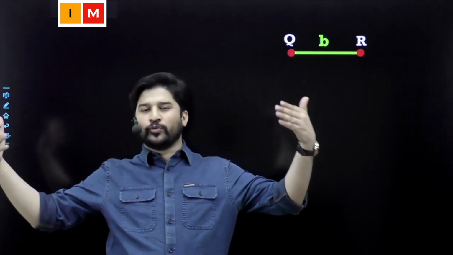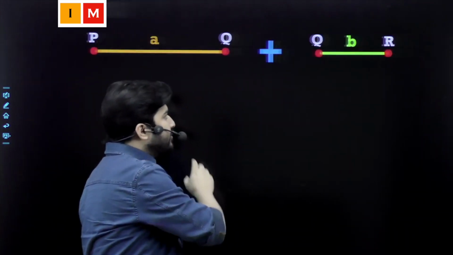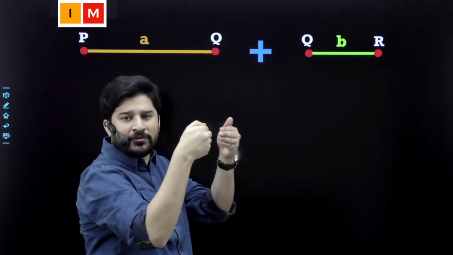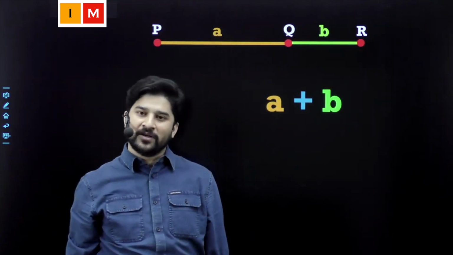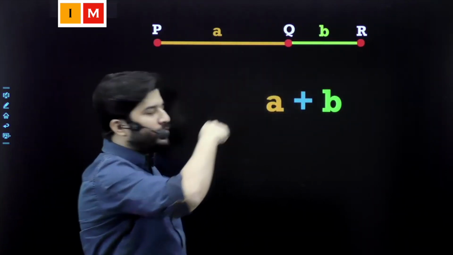Now you have two ropes. One is a unit, the other is b unit. Try to tie them together, or rather, add them. So when you add them, a and b, put side by side, you will get a longer rope of length a plus b. Now you have a longer rope of a plus b unit.